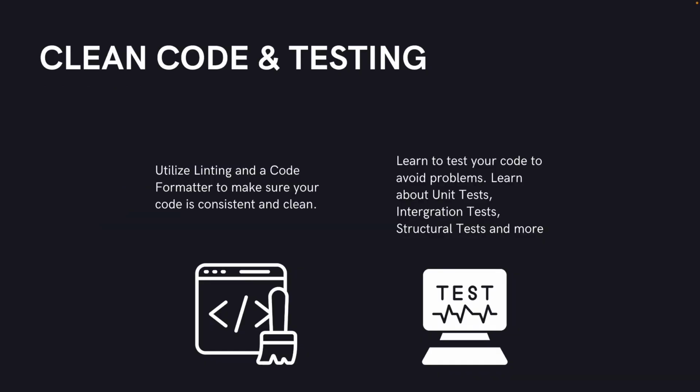So it's always good to write clean code. It's always good to utilize linting and code formatters to make sure that your code is structured and in the proper format, and that if you're working on a team, everybody is structuring the code the same. So you should learn about different packages to make sure that your code is clean and formatted properly. And you can't go wrong with testing your code to avoid problems.